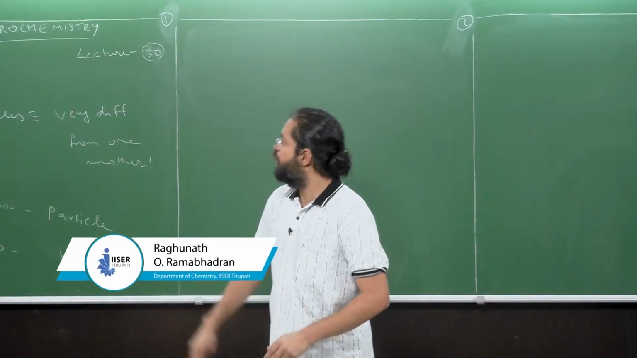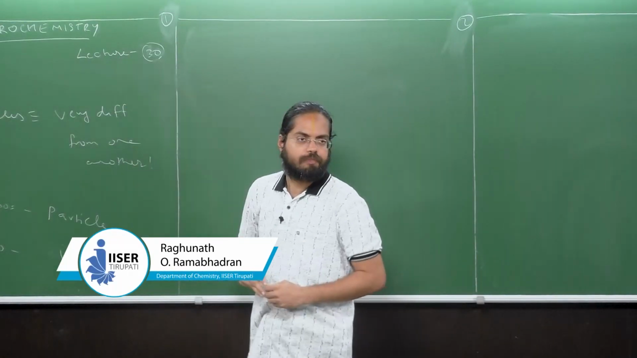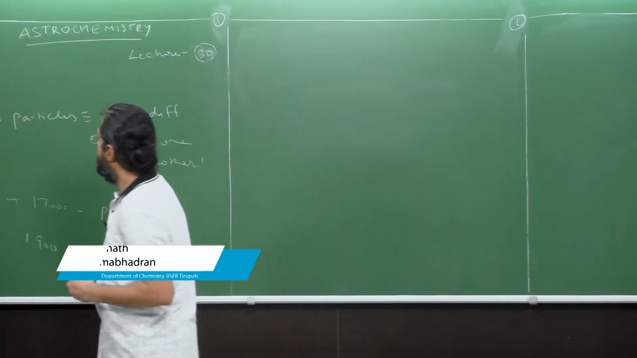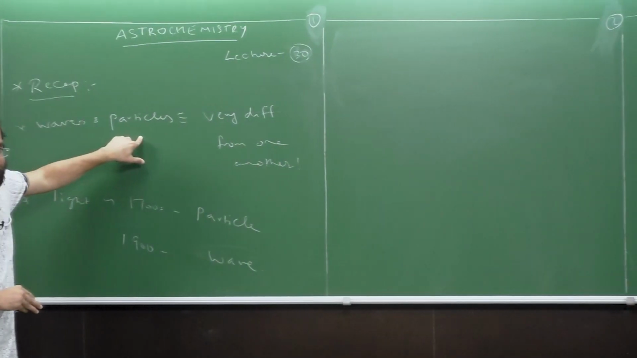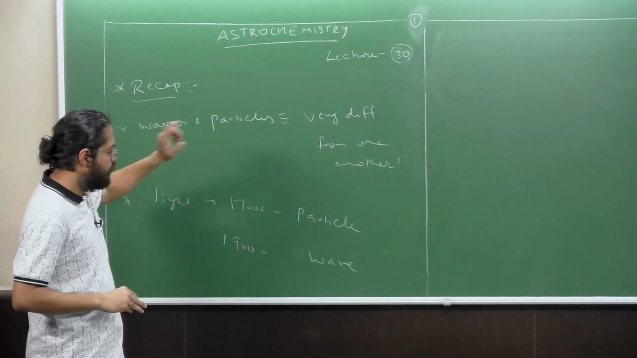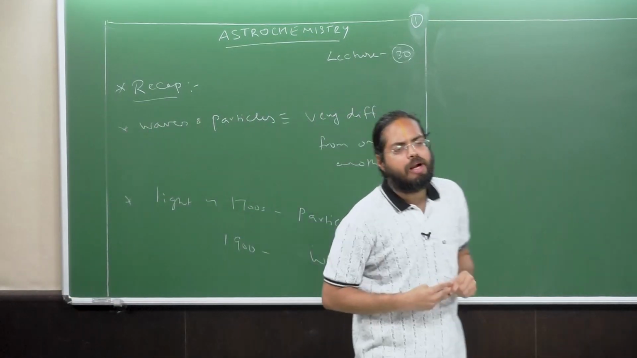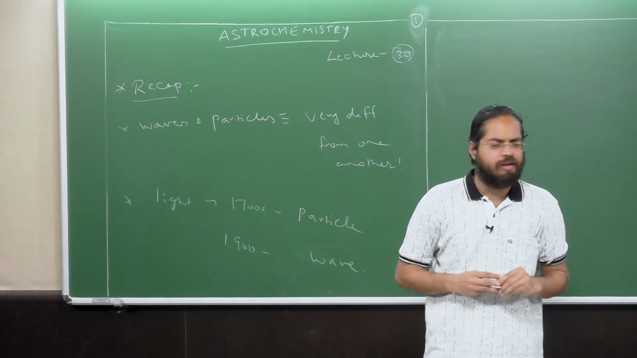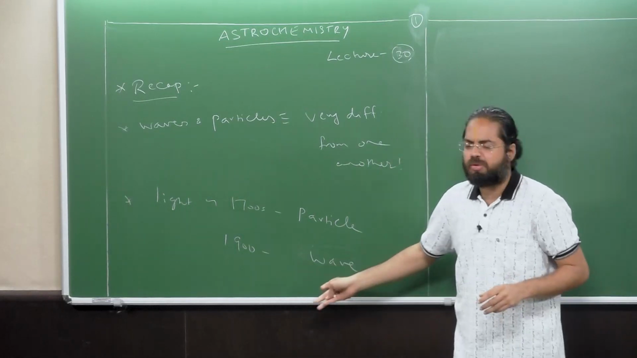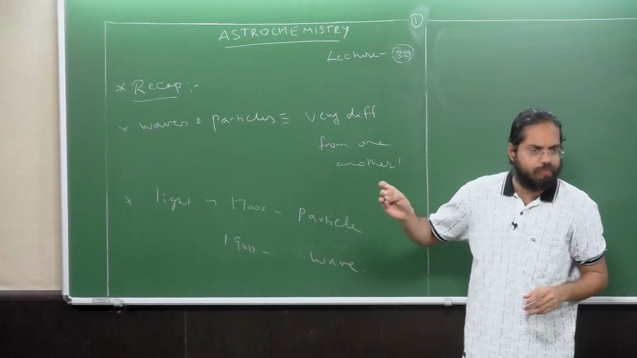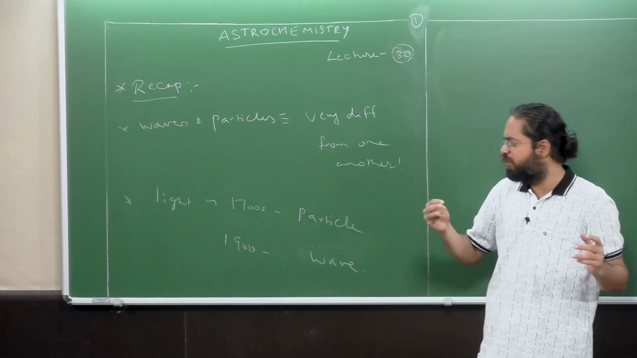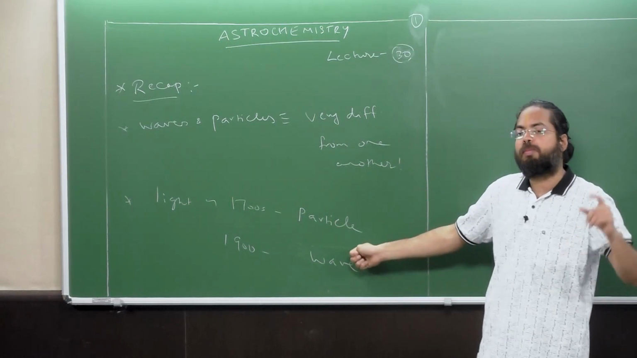Hello all. So welcome to Astrochemistry. This is lecture 30. Now in the previous lecture, we were looking at what waves and particles were. We saw that light was described as a particle until about the 1700s, and then subsequently, by around 1900, it was firmly thought to be a wave. What is the rationale? The rationale was that light exhibited the properties that waves would.